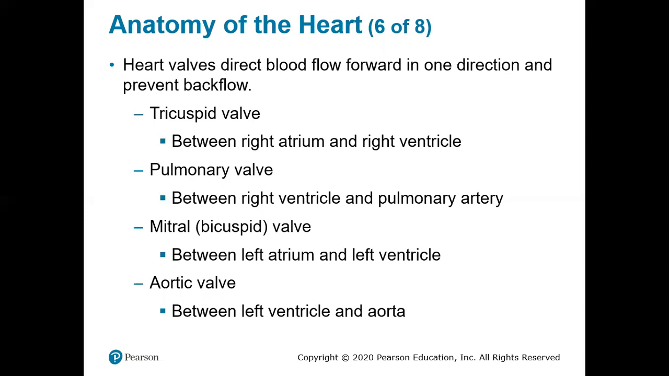Heart valves direct blood flow forward in one direction and prevent backflow. So there are a number of valves to help with this. The tricuspid valve is between the right atrium and the right ventricle. The pulmonary valve is between the right ventricle and pulmonary artery. The mitral or bicuspid valve is between the left atrium and the left ventricle. The aortic valve is between the left ventricle and the aorta.